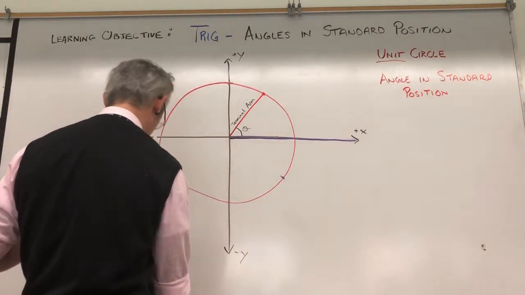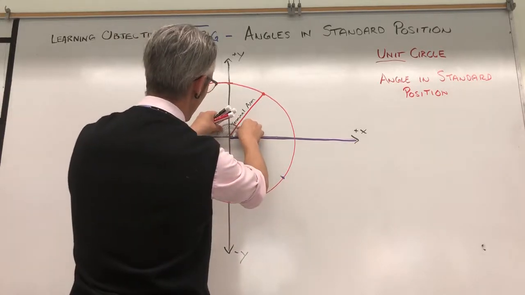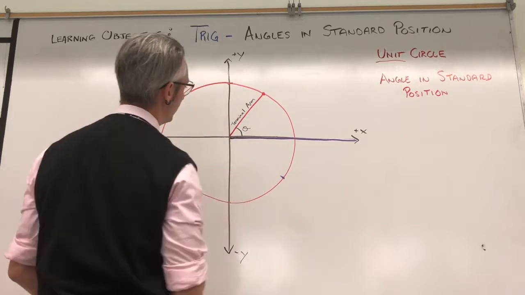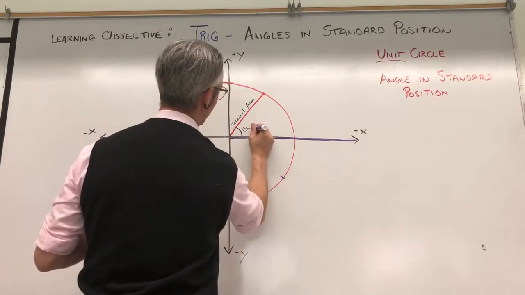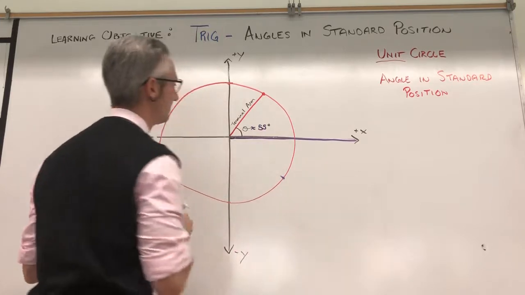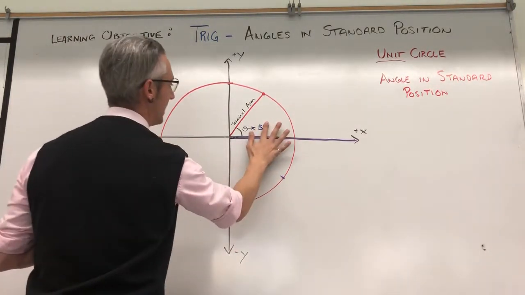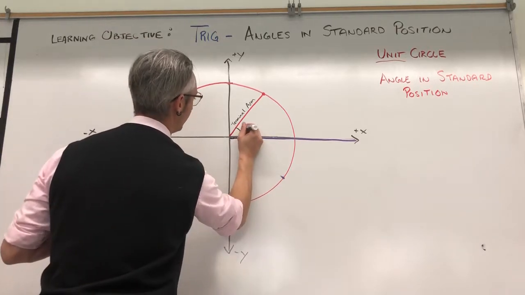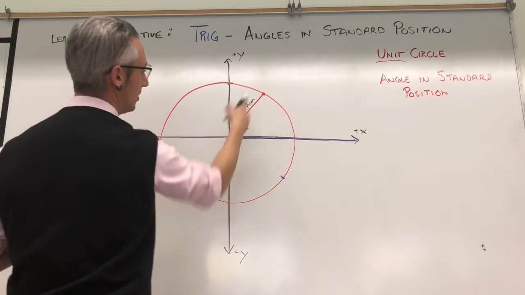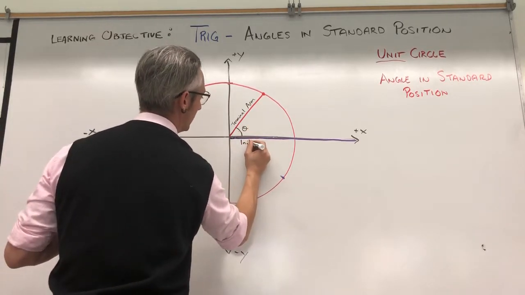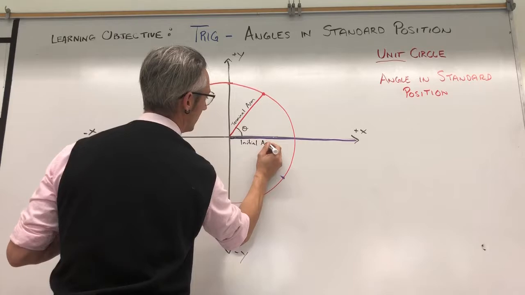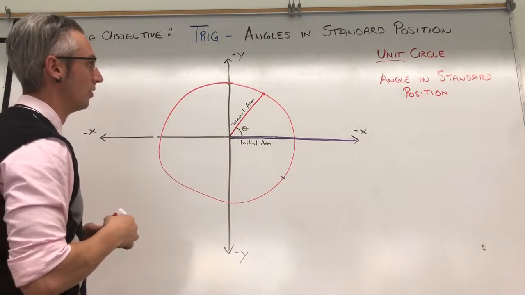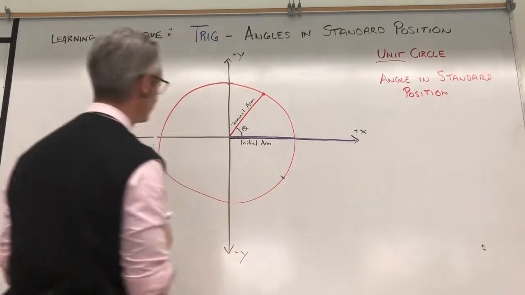Okay? So in this case, our angle in standard position, if I was to use, forget the protractor, I put that there, I would figure out that my angle starting from 0 is about 55 degrees. So this is about 55 degrees. Okay? That is my angle in standard position. So my angle in standard position is the angle that's formed between the terminal arm and the initial arm. And the initial arm always lies on my positive x-axis, okay? So that is the angle in standard position.